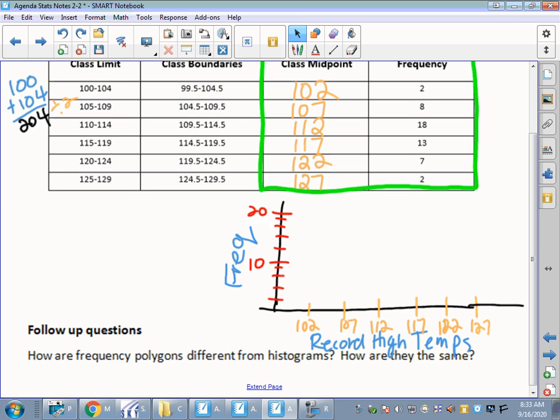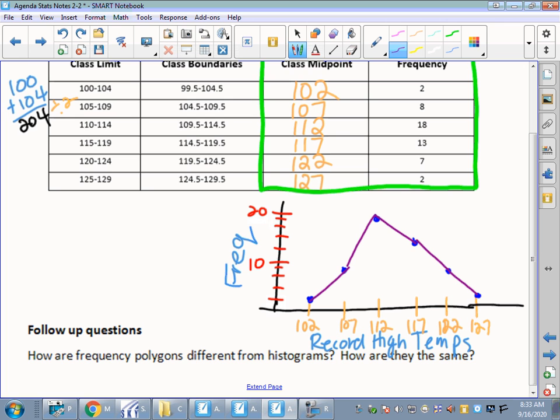So now instead of making bars, we're plotting these as points. So at 102, I've got a frequency of 2. At 107, I have a frequency of 8. At 112 is 18, 13, 7, and 2. So you're going to connect all these points, just like we typically would for a line graph.